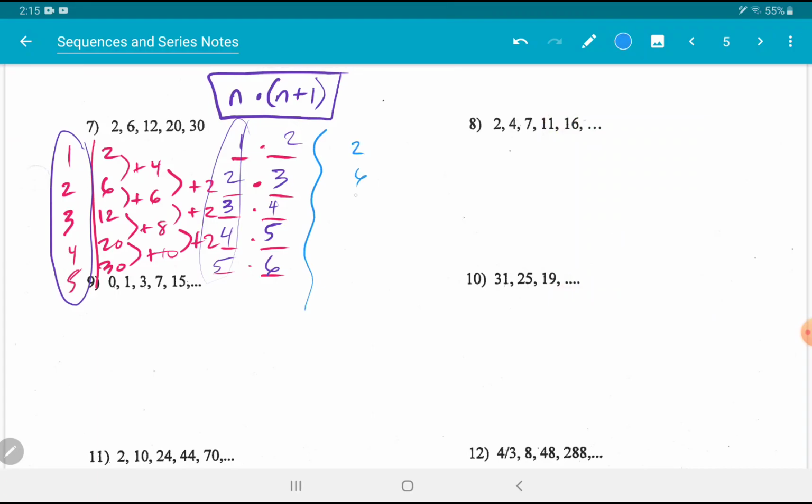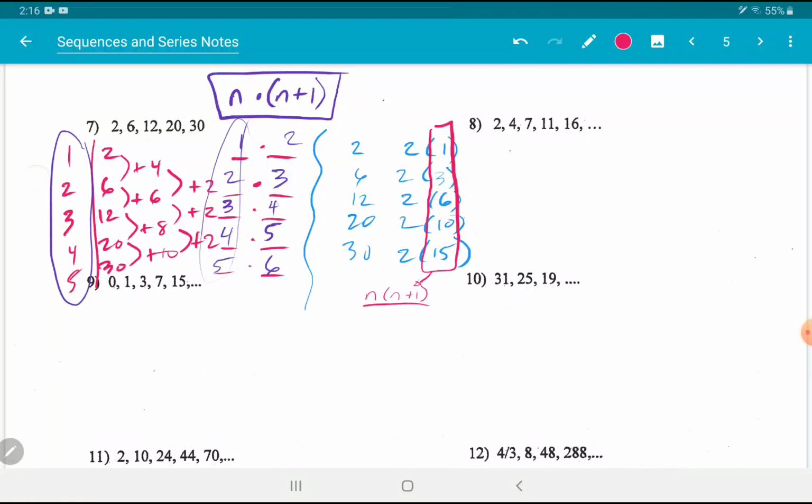You have 2, 6, 12, 20, 30. Look at that. Those are all even numbers, right? Let's try dividing everything by 2. Or maybe not dividing everything by 2, but factoring 2 out. 2 times 1. 2 times 3. 2 times 6. 2 times 10. 2 times 15. And hopefully what you see is 1, 3, 6, 10, 15. Look at that. The same pattern we saw before, which was, technically, this is the same as n times n plus 1 all over 2.